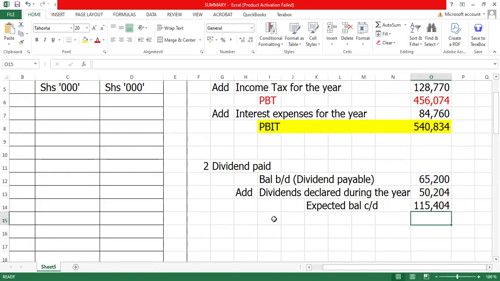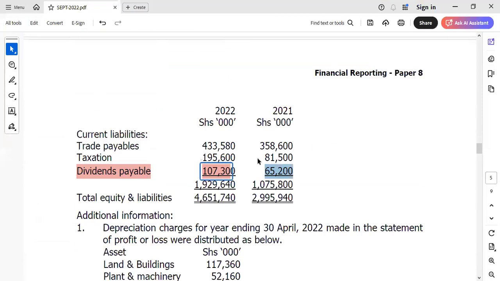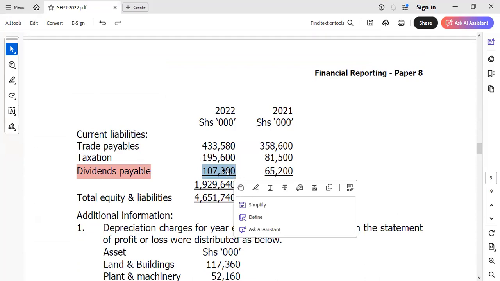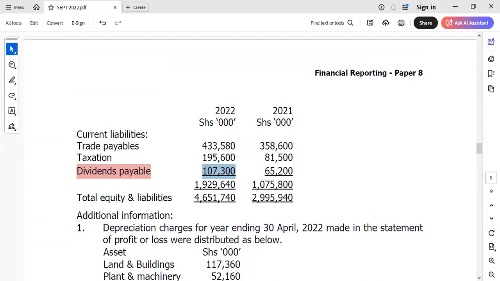But what you have in the balance sheet, the actual balance carried down, is how much? What do you see at the end of the year, in your balance sheet for 2022? The actual dividends payable is 107,300. That is the actual.